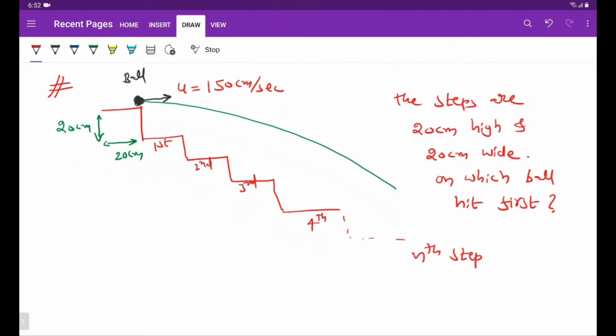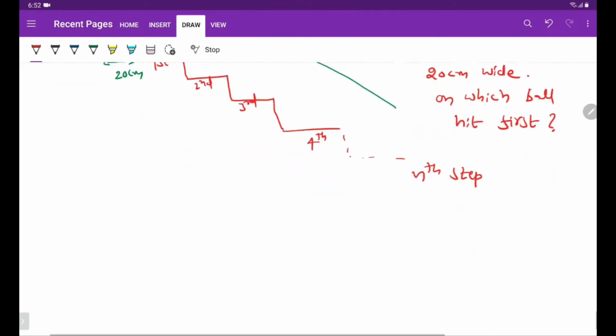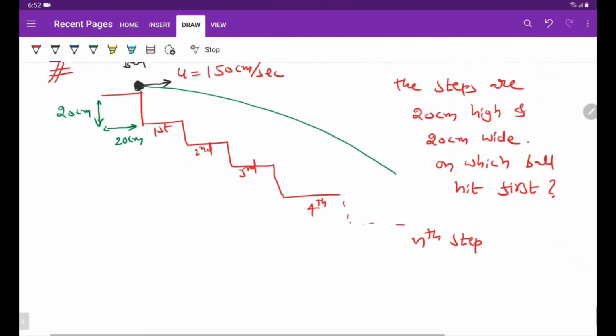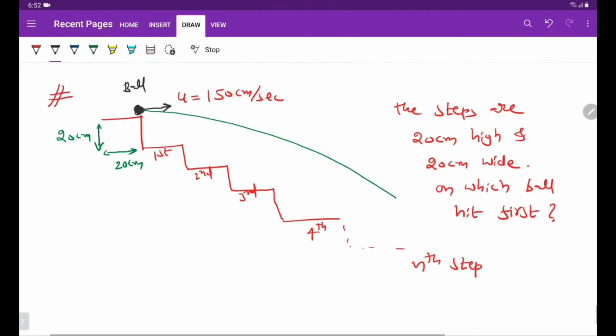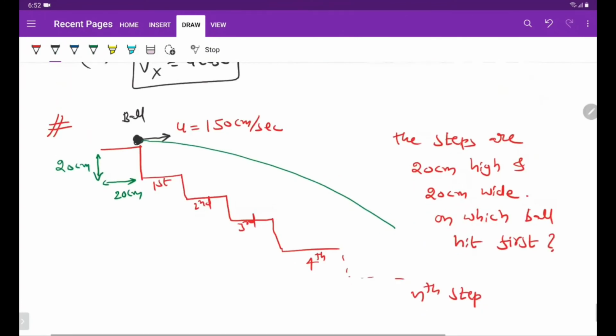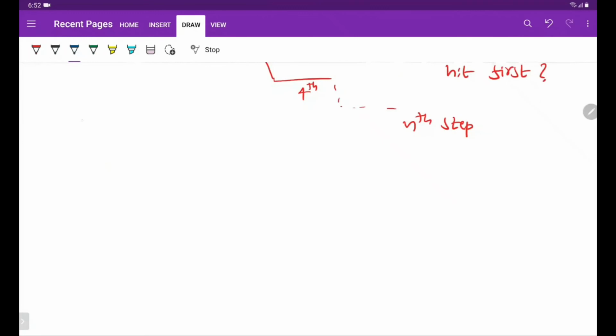If the ball hits the second step, it has to travel 20 plus 20, 40 centimeters downward and 40 centimeters to the right side. In this above problem, we take the right side as the positive x-axis and downward as the positive y-axis. So these are the points from where the ball is thrown.